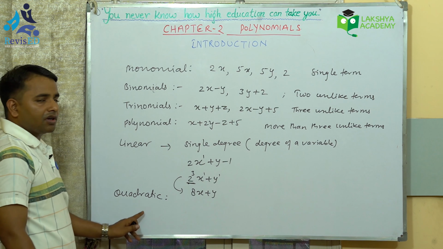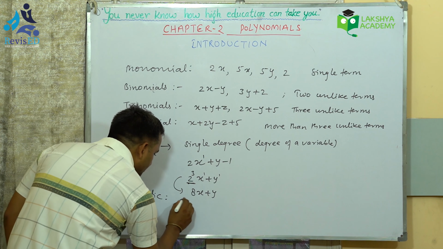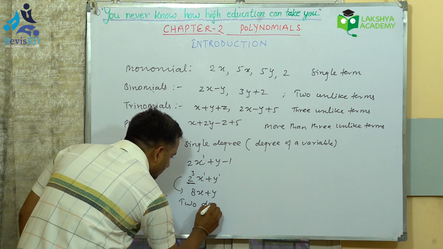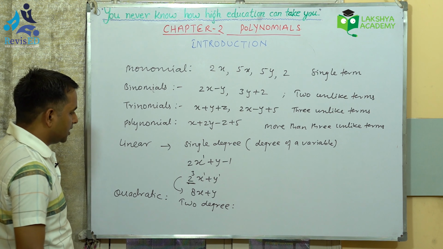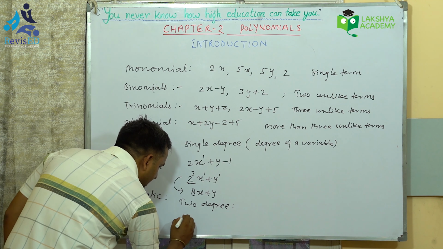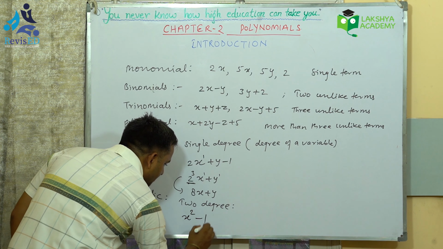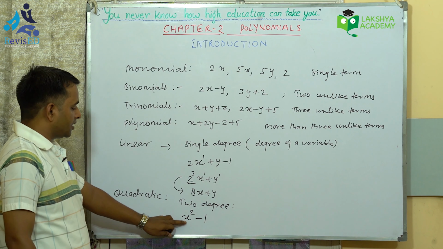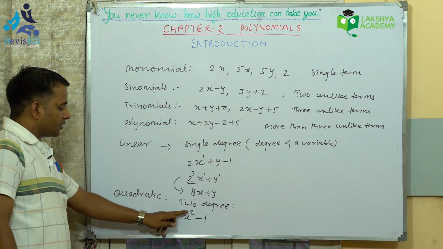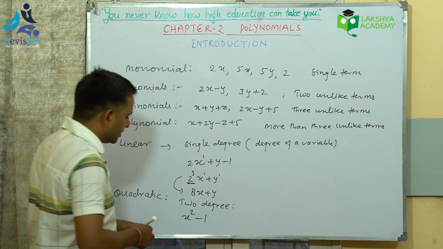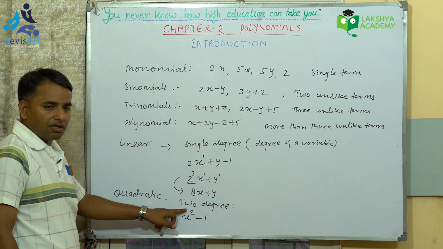Now come to the second degree, the quadratic polynomials. So quadratic polynomials, they are having 2 degree. Say for example, if I write x square minus 1. So here the power of the variable is 2. So therefore it is a quadratic. Quadratic means having 2 degree, or highest power of the variable is 2.